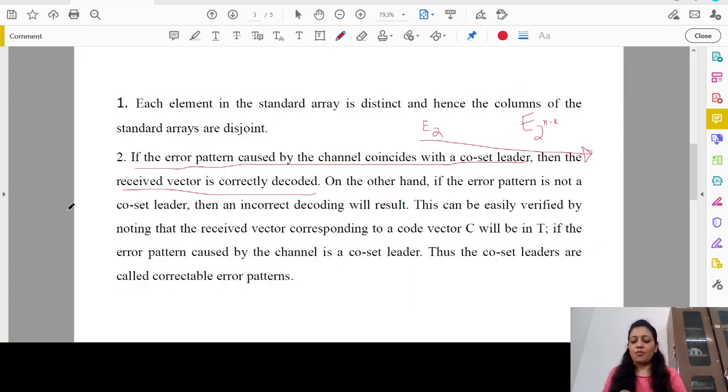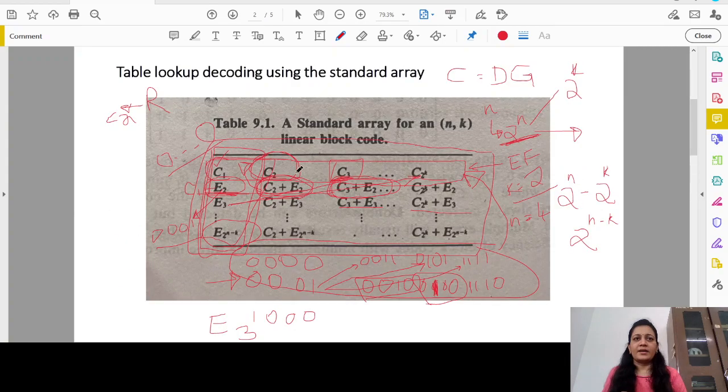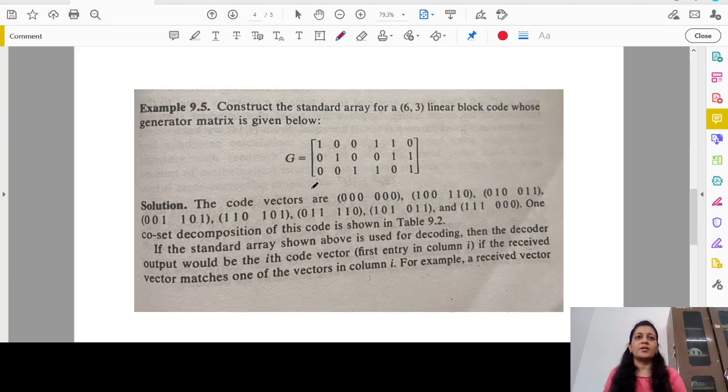Okay, so now we know how to form the standard array and how to choose the errors, that is coset leaders, and how to form the remaining elements of the standard array. At the same time, we know how to decode a particular standard array. Now let us consider an example. Construct the standard array for a 6,3 linear block code whose generator matrix is given below.